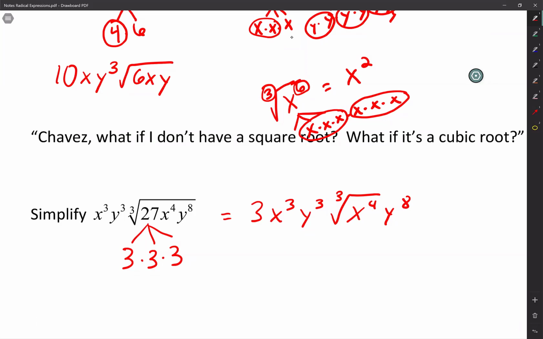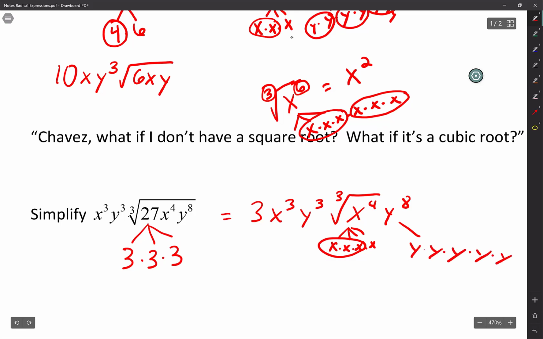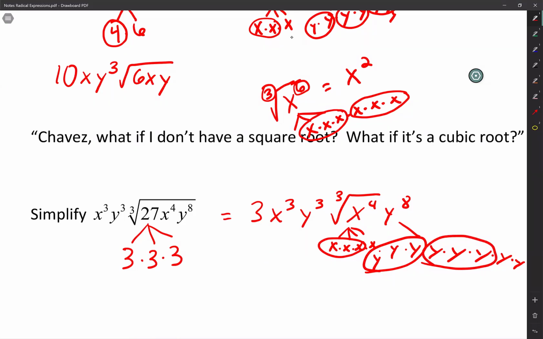Can I take out one of the x's here? Yeah. Look, those 3 right there. What about that y to the 8th? 3, 6, so 2 groups. And then how many y's do I have left over? 2.